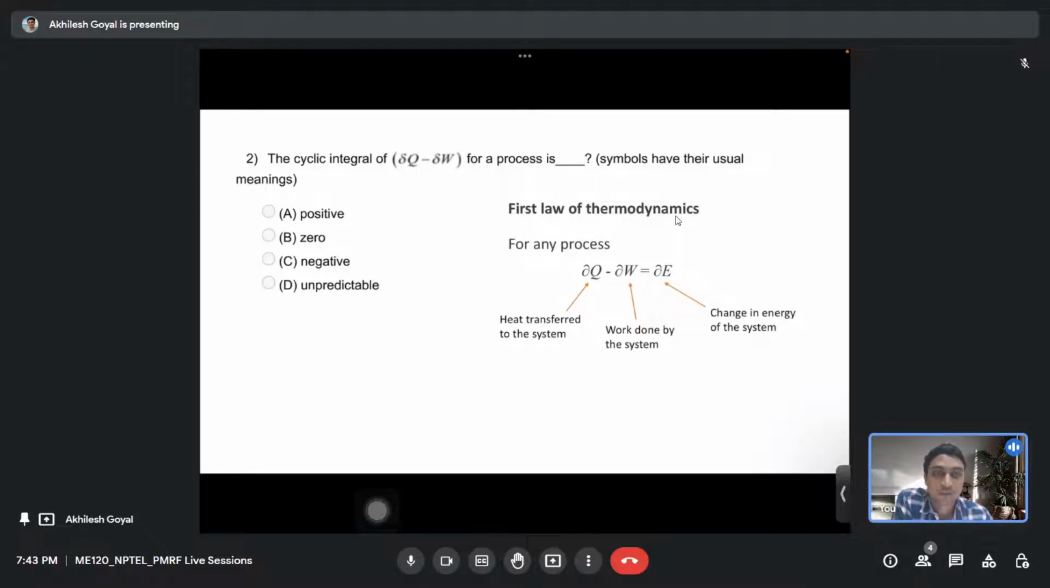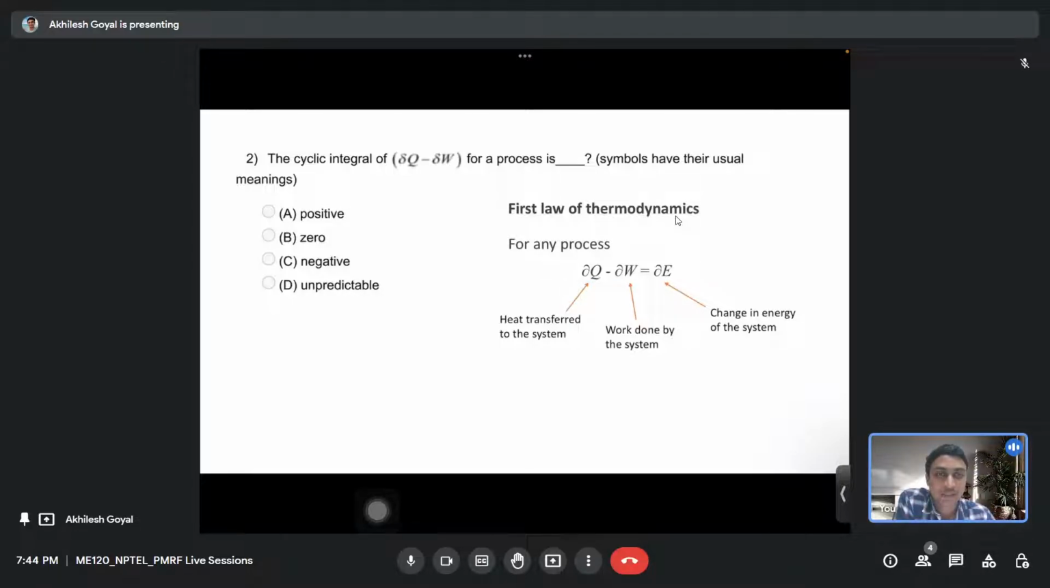According to the first law of thermodynamics, the difference between the heat transfer and the work transfer is the change in energy. The amount of heat transferred to the system and the amount of work done by the system, the difference between these two quantities, is known as the change in energy of the system.